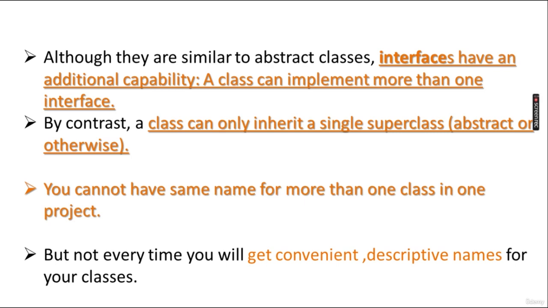Although they are similar to abstract classes, interfaces have an additional capability. This is the main difference, as I have already told you. A class can implement more than one interface, but a class can only inherit a single superclass. An abstract class is inherited by a subclass, and that subclass must implement the abstract class. But one subclass can inherit a single superclass or single abstract class only, while one class can implement multiple interfaces.